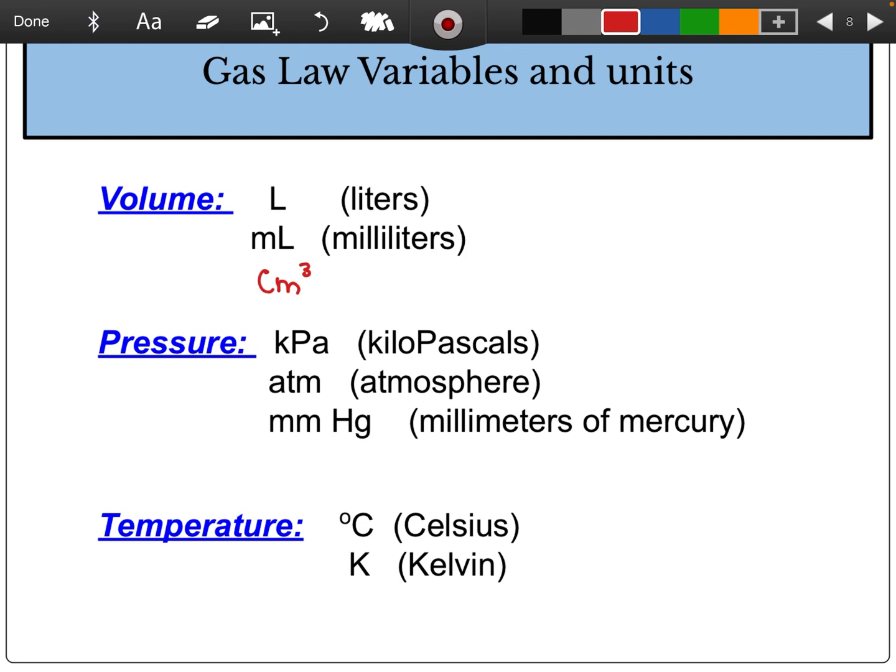And then temperature from the problem will either be in Celsius or Kelvin, but remember, when you do any calculations, the temperature has to be in that Kelvin scale. The Kelvin scale does not have negative values. So when you're trying to figure out what the volume would be at a certain temperature, you can't have a negative volume, so we can't use a negative temperature reading. So we always have to convert the temperature to Kelvin when we're doing these calculations.